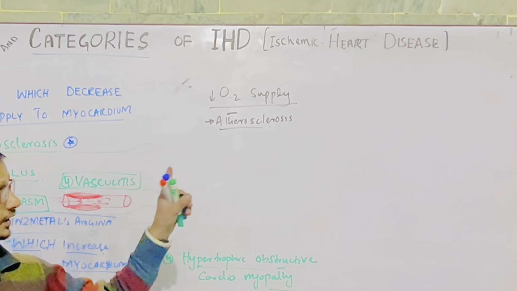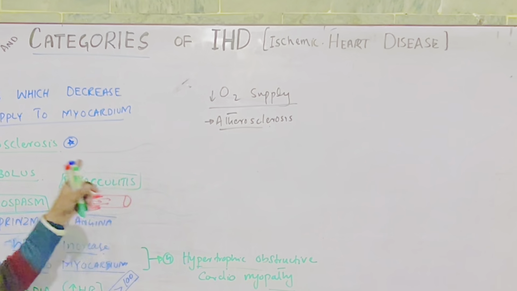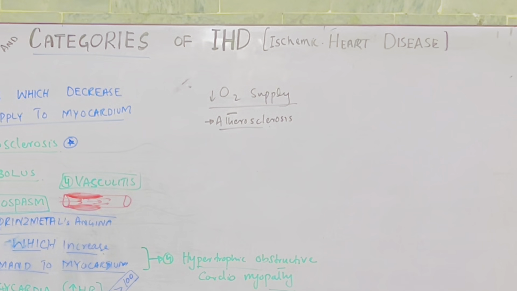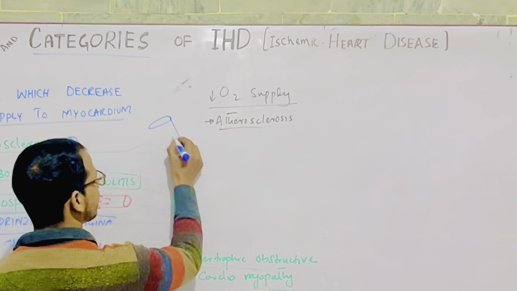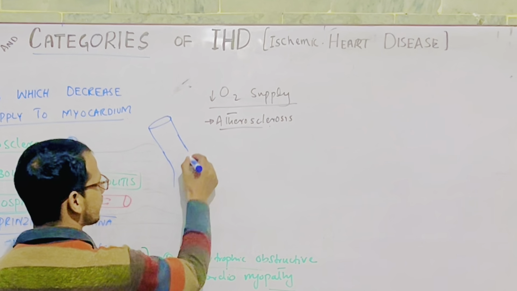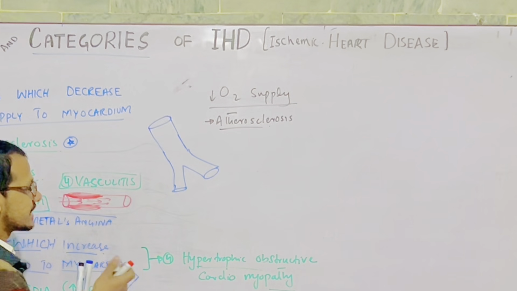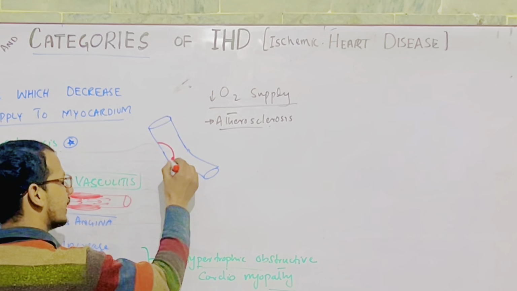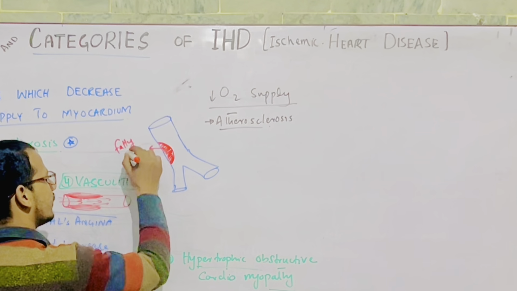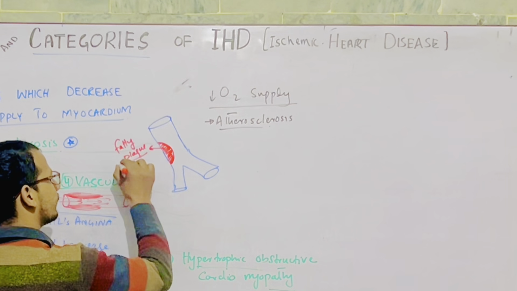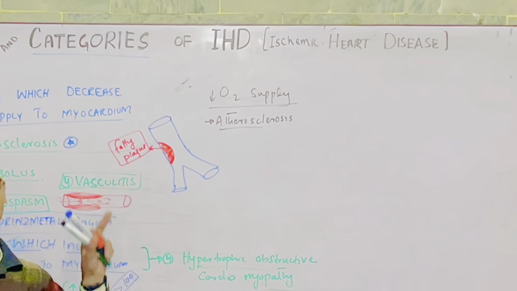There are many causes of atherosclerosis leading to ischemic heart disease. What is atherosclerosis? Generally, if we have coronary circulation, for example coronary arteries dividing, and some fatty masses occur and accumulate here, it is called fatty plaque. Due to this, the blood supply becomes reduced.